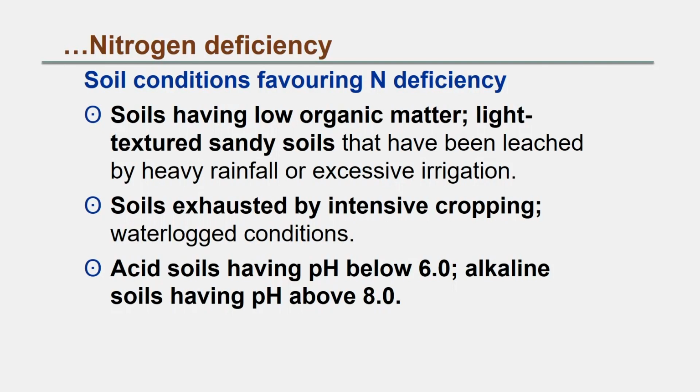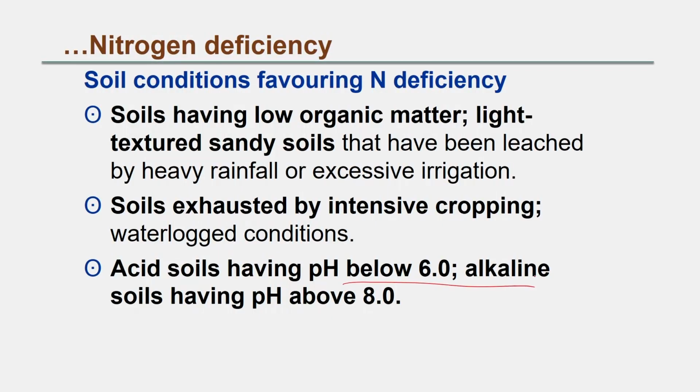And also in light texture soils where leaching of nitrate can happen, and this leaching can reduce the nitrogen content in soil. Or sometimes there may be excessive irrigation, and due to excessive irrigation or water logging, denitrification losses increase. Therefore, the deficiency of nitrogen can be there. And many times we go for intensive cropping, taking 3 crops, 4 crops in a year. So intensive cropping can also result in reduced nitrogen supply from the soil. Acid soils having pH below 6 or alkaline soils having pH above 8 may also experience nitrogen deficiency in jute crop.